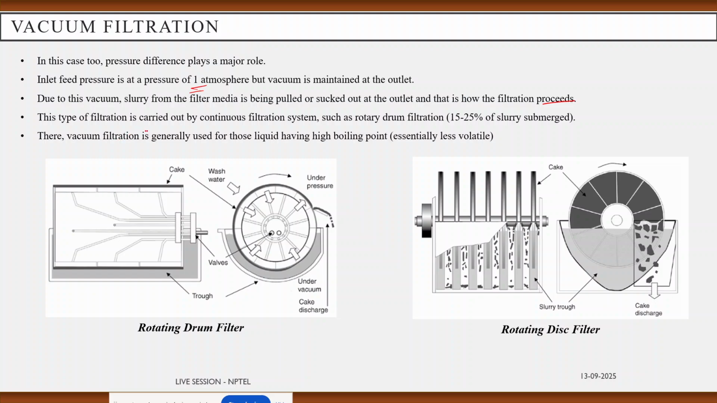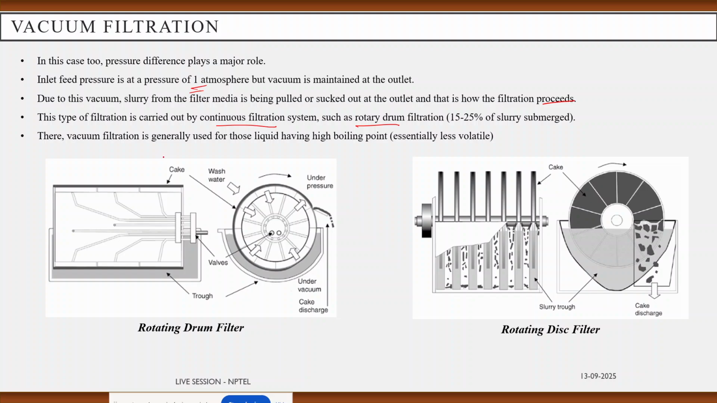This type of filtration is carried out by continuous filtration systems such as rotary drum filtration, where the 15 to 25% slurry is used and the drums are submerged in the slurry.